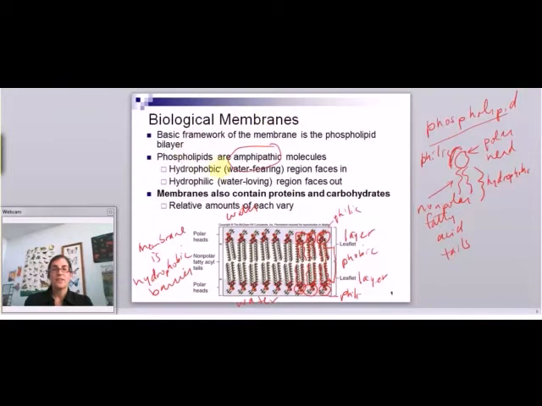As I said, this phospholipid bilayer is the primary framework of it, but we'll also see that there are proteins and carbohydrates. So there's three components to the membrane: the phospholipids, which is the phospholipid bilayer, proteins, or membrane proteins, and carbohydrates on the membrane. And we'll come back and talk about these two in more detail in a little bit.